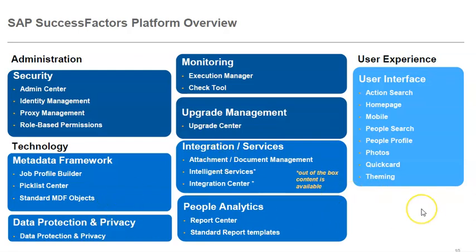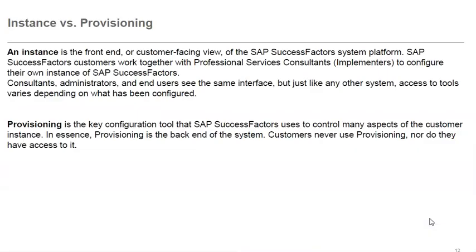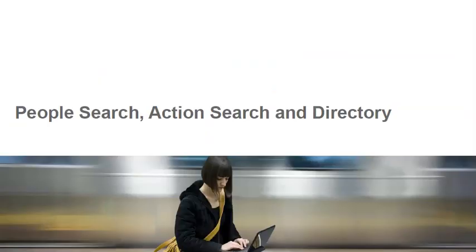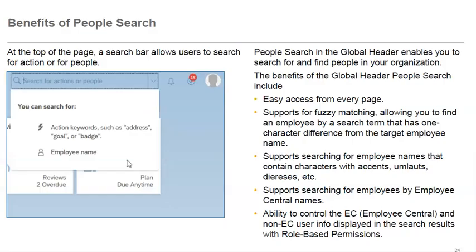And we're going to have this technology. We've got one very interesting option of people search, action search, and directory. So what exactly happens here is that we can go there and search for any particular person. You can give the employee name and you can search for that person throughout the entire platform. So here we have this. This is basically called global header people search.